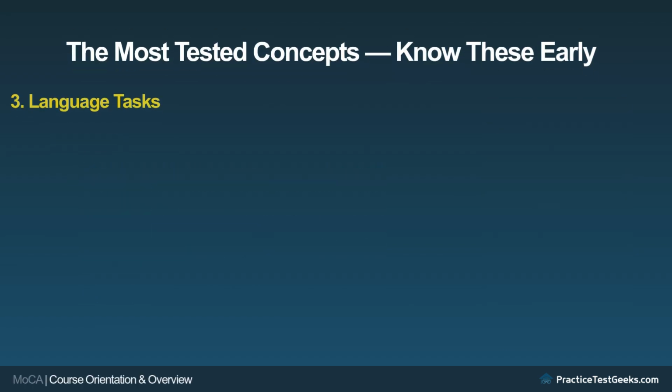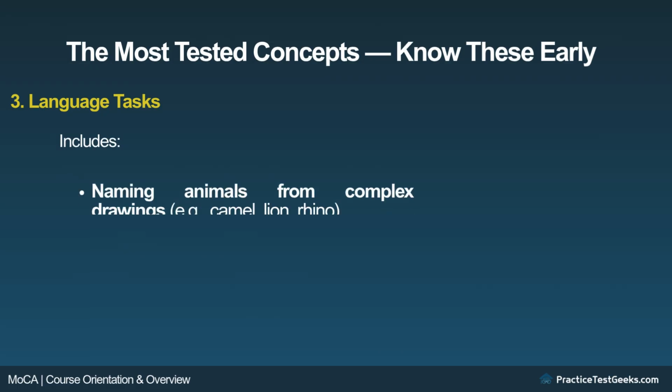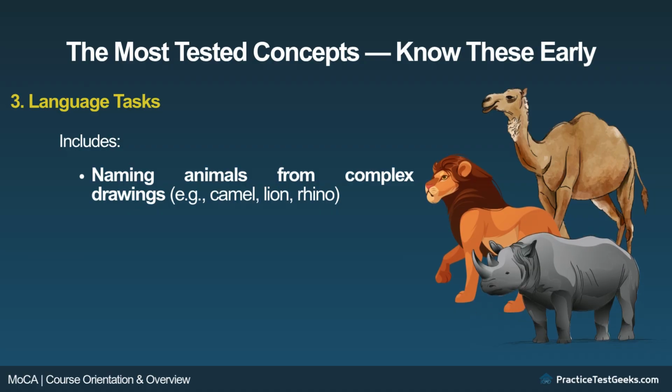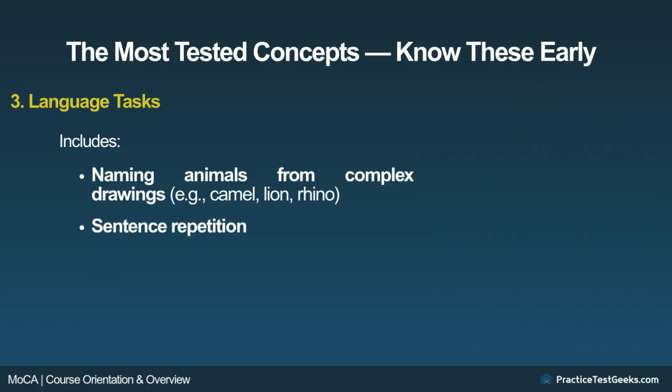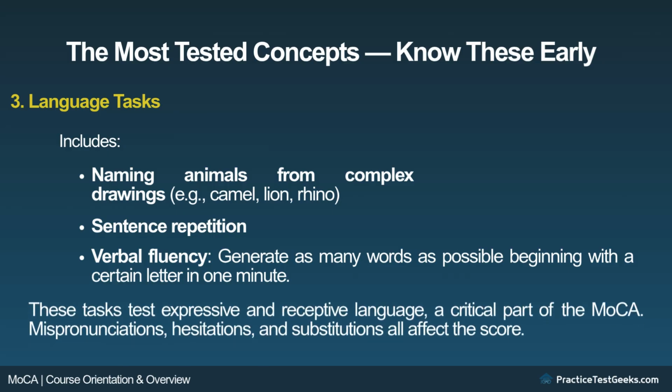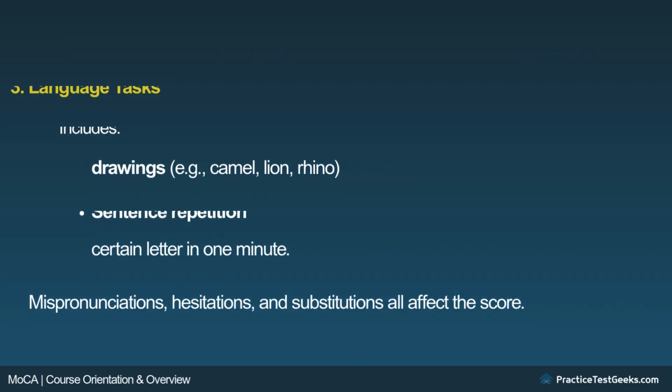3. Language tasks includes naming animals from complex drawings, e.g. camel, lion, rhino. Sentence repetition. Verbal fluency. Generate as many words as possible, beginning with a certain letter in 1 minute. These tasks test expressive and receptive language, a critical part of the MoCA. Mispronunciations, hesitations, and substitutions all affect the score.